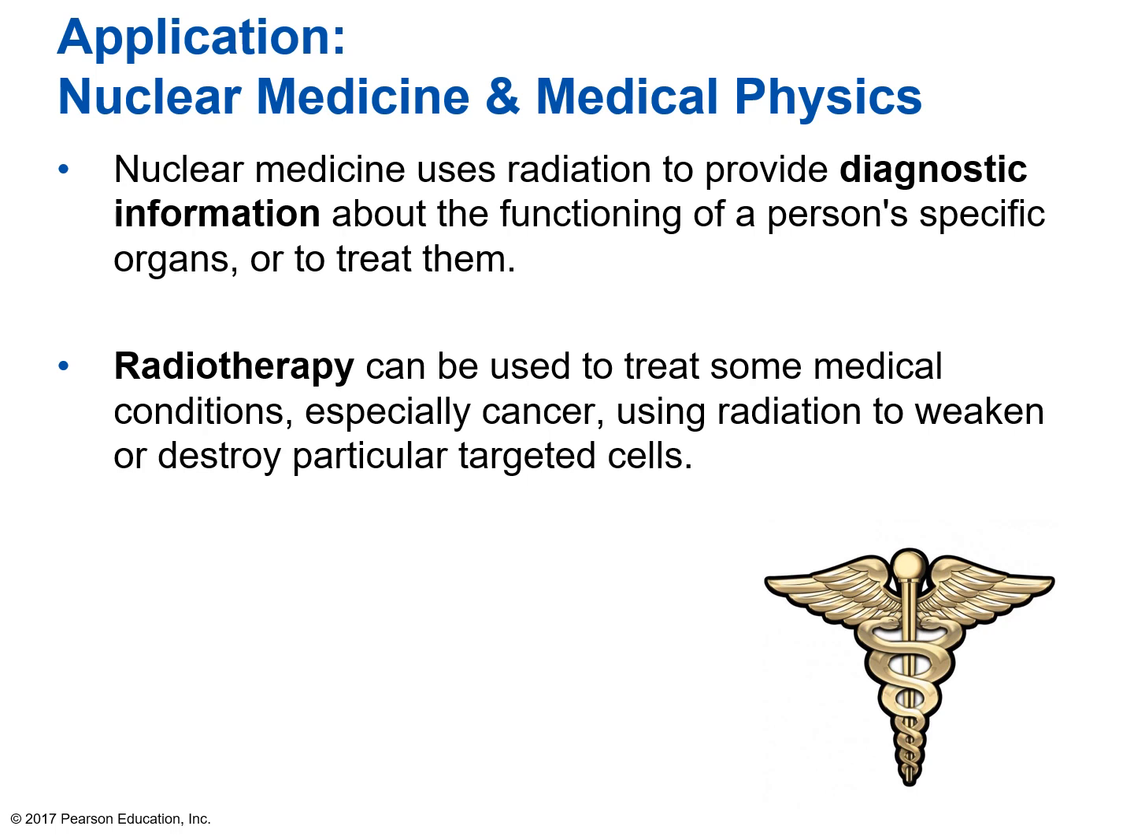An application of all this is nuclear medicine and medical physics. Nuclear medicine uses radiation to provide diagnostic information about the functioning of a person's specific organs or to treat them. And then there is radiotherapy that's used to attempt to heal the body. It can be used to treat some medical conditions, especially cancer, using radiation to weaken or destroy particular targeted cells.